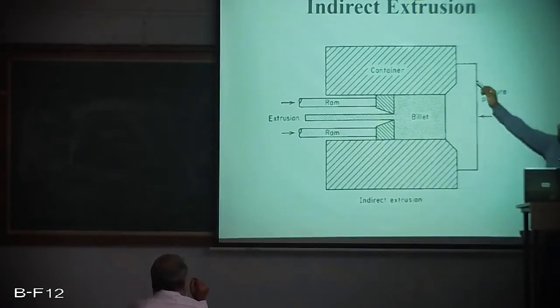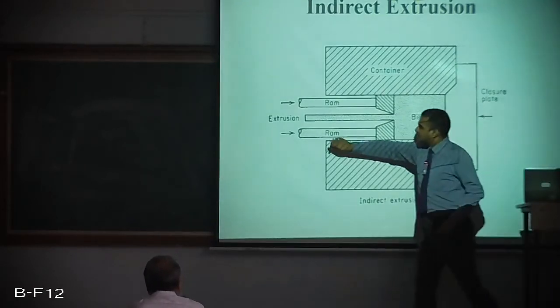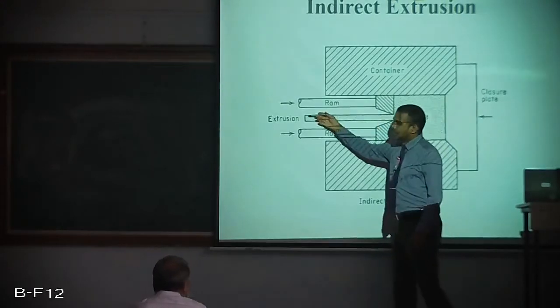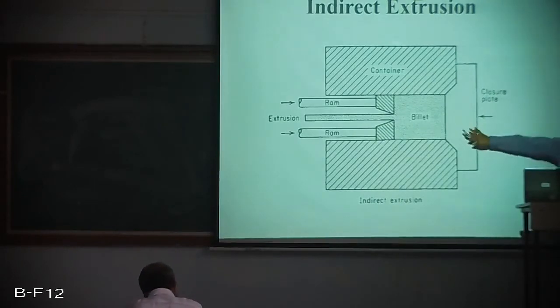Okay, so this is the sketch of the indirect extrusion. It's also called backward extrusion or reverse extrusion. Here, the flow of metal to the die is in the opposite direction to the movement of the ram. You can see the ram is moving from left to right, whereas the extrusion is taking place from right to the left.